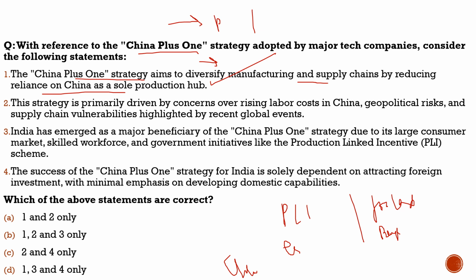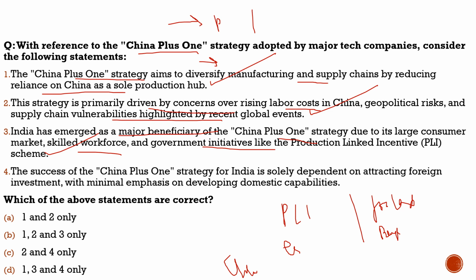Second statement, this strategy is primarily driven by concerns over rising labor costs in China, geopolitical risks and supply chain vulnerabilities highlighted by recent global events. 100% correct, nothing wrong with the statement. Third statement, India has emerged as a major beneficiary of the China plus one strategy due to its large consumer market, skilled workforce and government initiatives like the production linked incentive scheme. 100% correct.